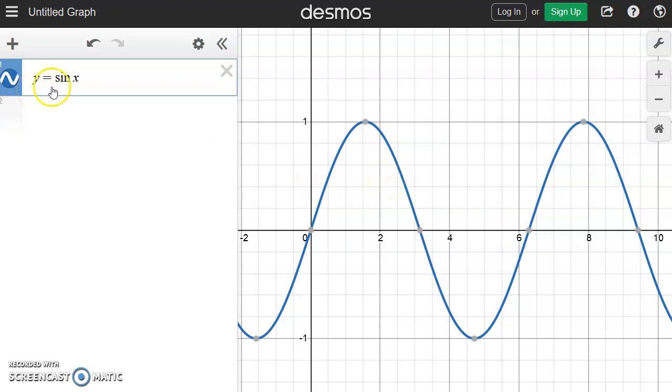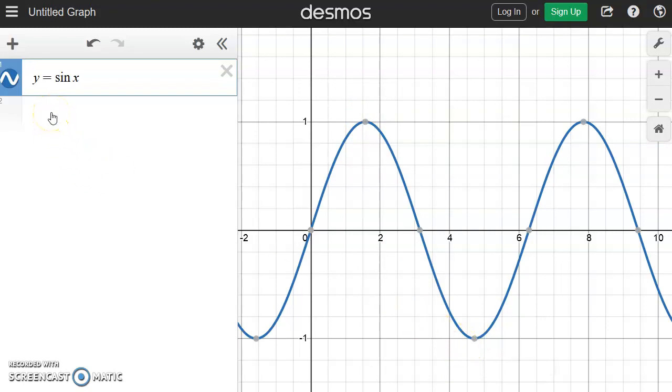This function is y equals sine x. The graph looks like this, like waves going forever. And you can see the highest point, or the maximum value, is 1. And the minimum value is -1.